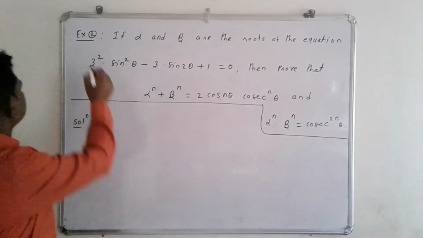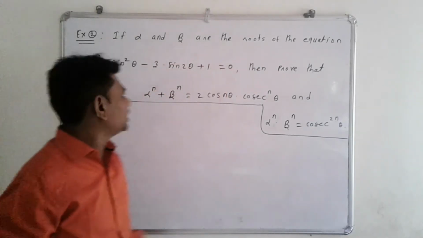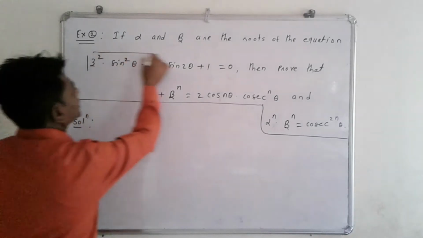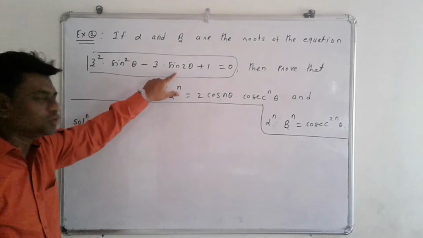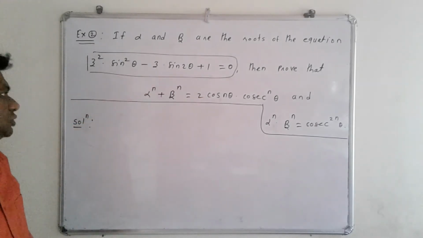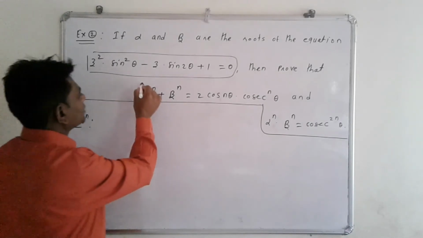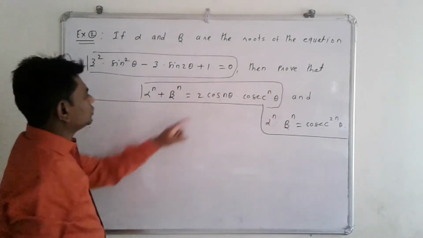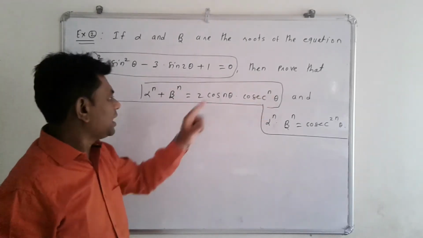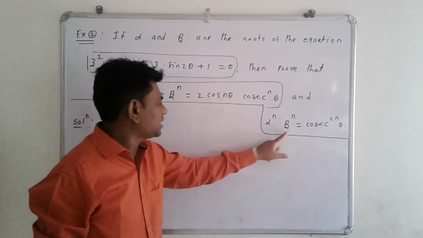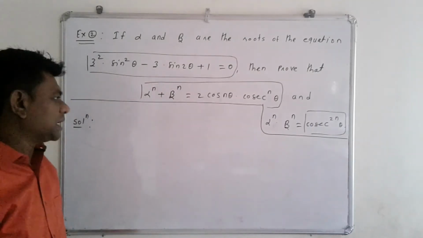Now example 2: if alpha and beta are the roots of the quadratic equation z square sin square theta minus z sin 2 theta plus 1 is equal to 0, then prove that alpha^n plus beta^n is equal to 2 cos n theta times (cosec theta)^n, and alpha^n times beta^n is equal to (cosec theta)^(2n).